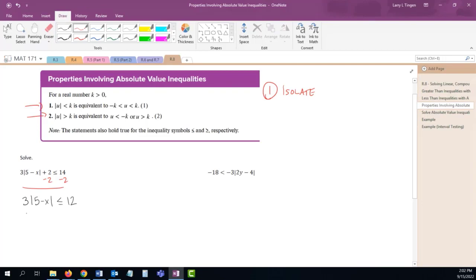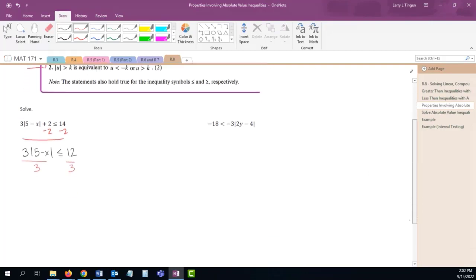The absolute value is not by itself yet, right? It still has a 3 out in front, which means it's multiplied by 3. So I need to divide both sides by 3. Did that, and now what do I have? I have the absolute value of 5 minus x is less than or equal to 4.